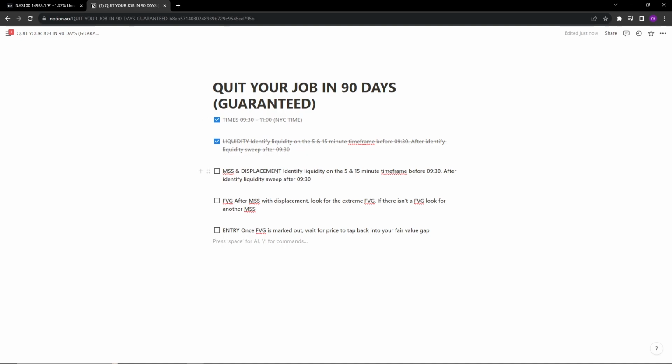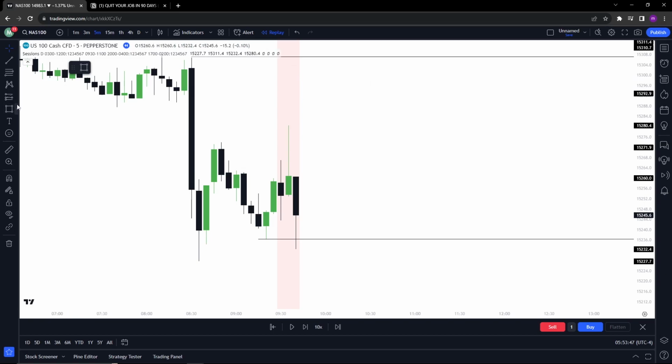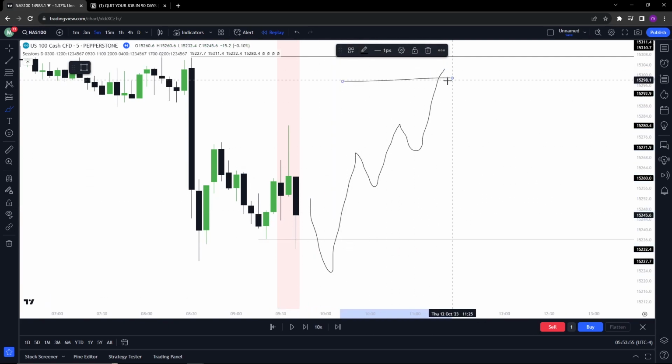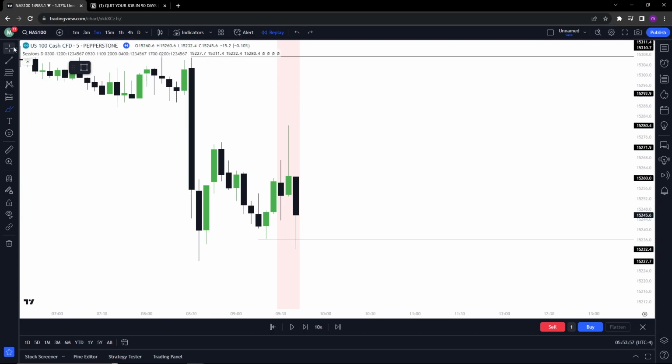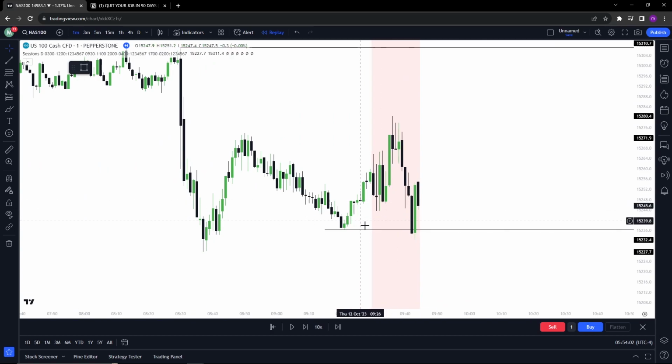The next thing that we look for is a market structure shift. So we would look for a bullish market structure shift because we took liquidity to the downside. Something that's really important to note: when the market takes out one side of liquidity, the market is very likely to go the other direction and take out the other side, which is why the strategy works so well. Now, go on to the 1 minute time frame. You can see a clear liquidity grab right here.